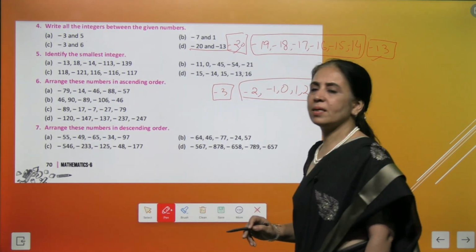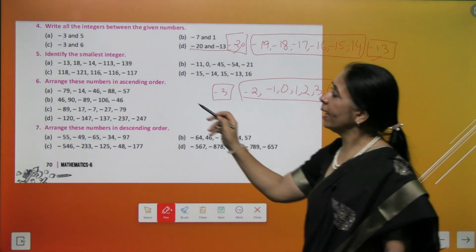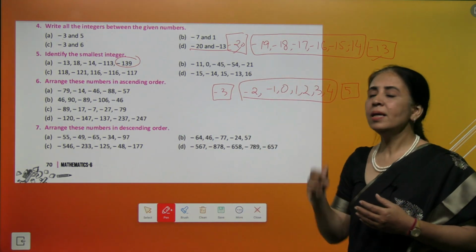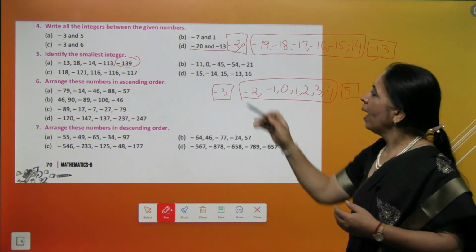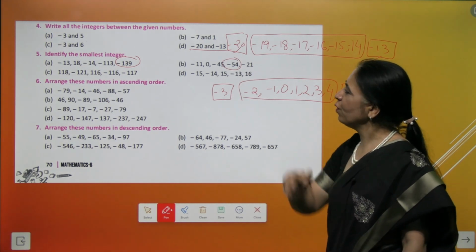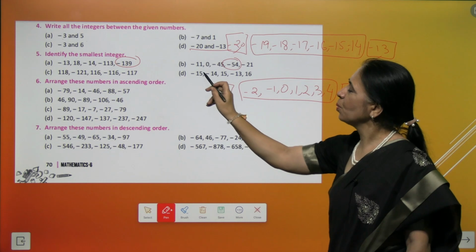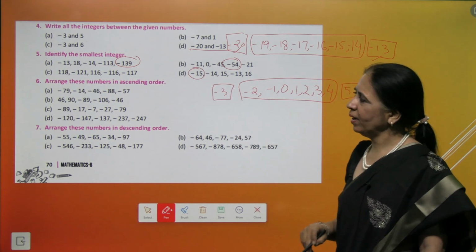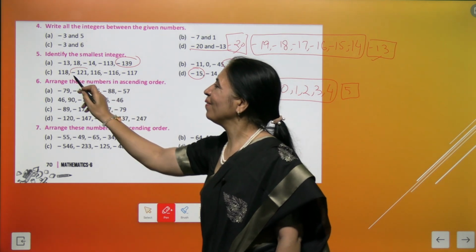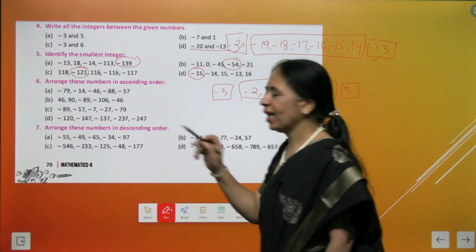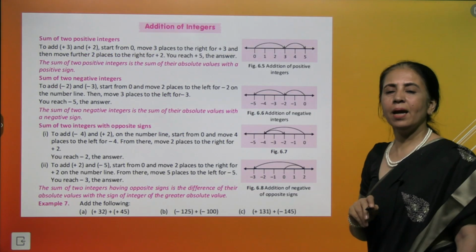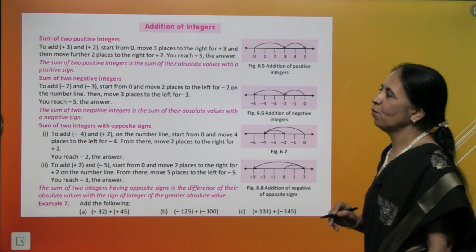Identify the smallest integer. So here negative -139. See, -139 will be the smallest. Got it? And over here, which is the smallest one, -54. And here, which is the smallest one, this is minus 15. And can you help me to get the smallest here? Minus 121. Beautiful. Now arranging in ascending and descending order. Like we did the examples, you will do these questions, and we come to addition of integers.